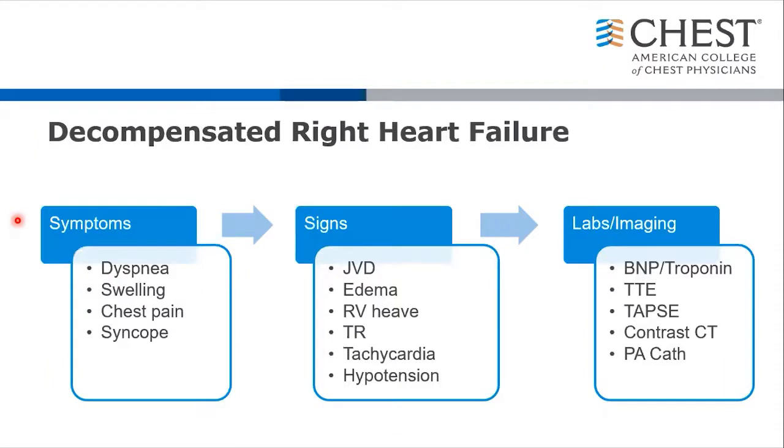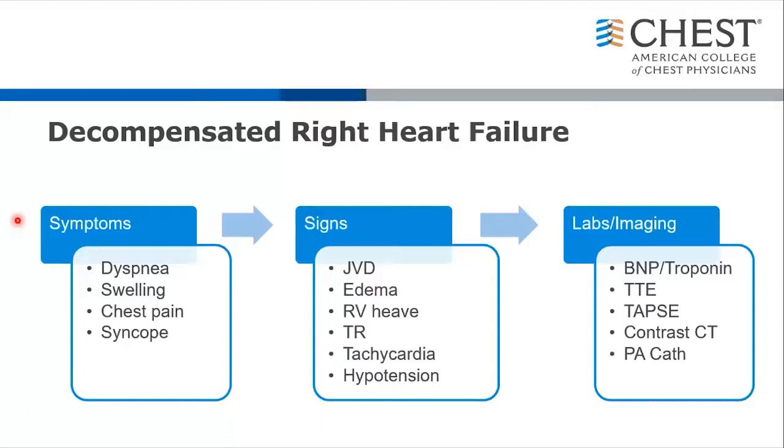When we talk about decompensated right heart failure, what are we talking about? What are the symptoms, signs, and labs and images that we're going to be looking for in a patient like this when they're coming to our ICU? Well, symptoms are pretty straightforward and relatively nonspecific, like many conditions for which patients would come to the ICU. There's dyspnea, swelling in the lower extremities, ascites would be part of that as well, chest pain occasionally, and syncope if the heart failure is bad enough.